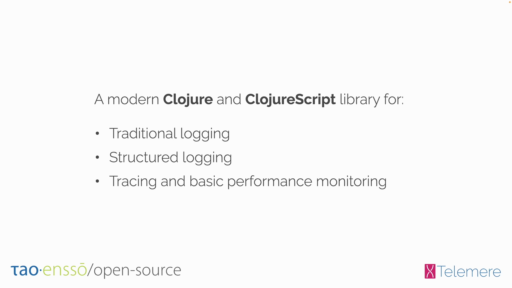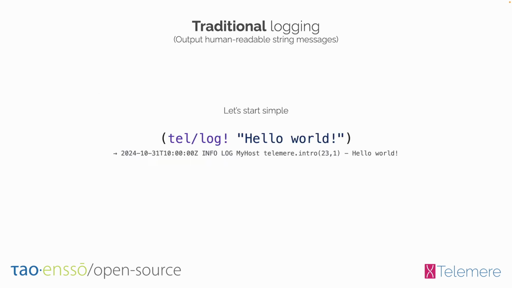Telemere is a Clojure and ClojureScript library nearing stable v1 as I record this. It is a modern rewrite of Timber that is intended to be a drop-in solution for many of the most common observability needs. I'm going to show you some examples. I'm going to go quickly, feel free to pause.